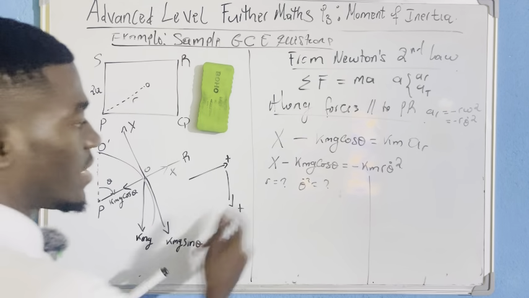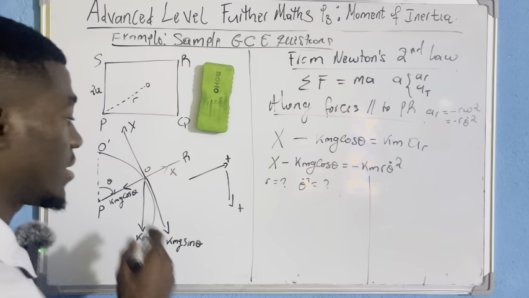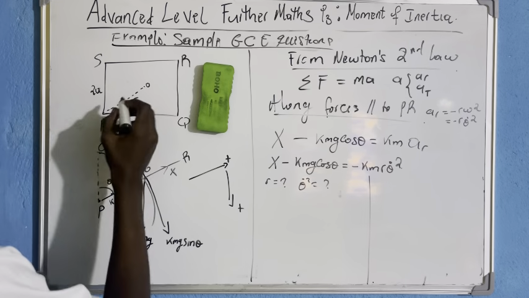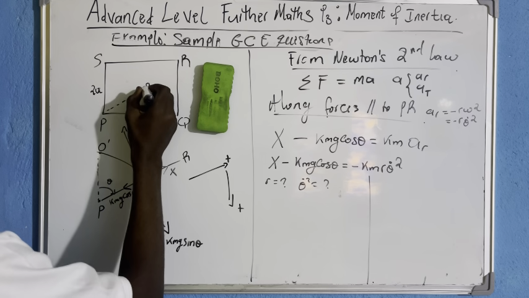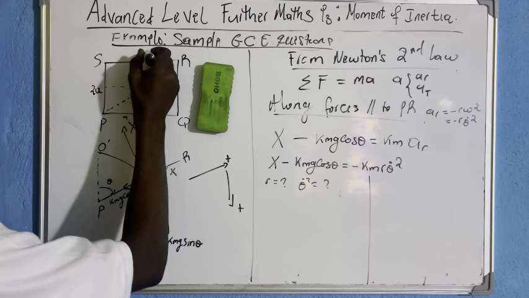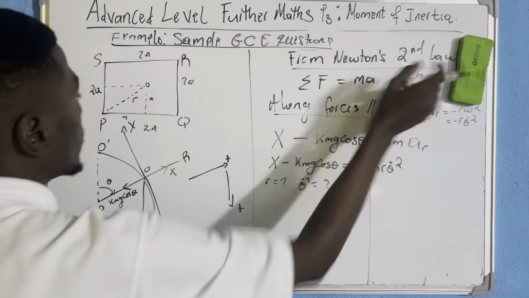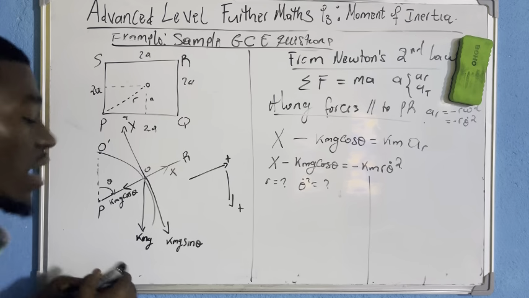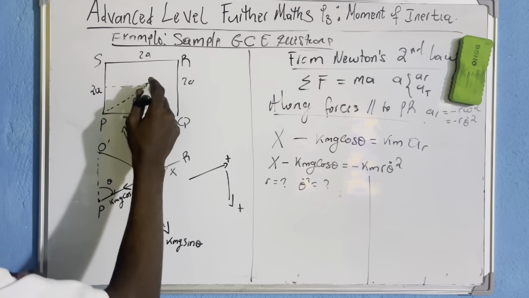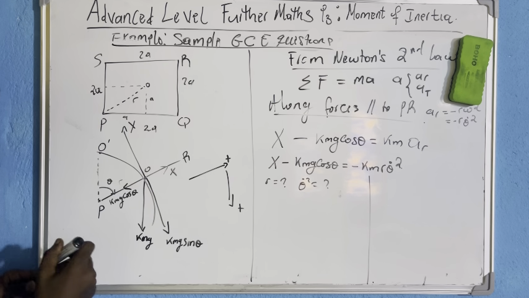Now to find R, as I said, R is the radius of the circle described by the center of mass of the lamina. So how can I find R? It's easy. If the side here is 2A, and I divide it like this, here will be A and here will be A, because the side is 2A. The radius is the distance from the center of rotation, which is P, to the center of mass, which is O. From here to here is the radius.